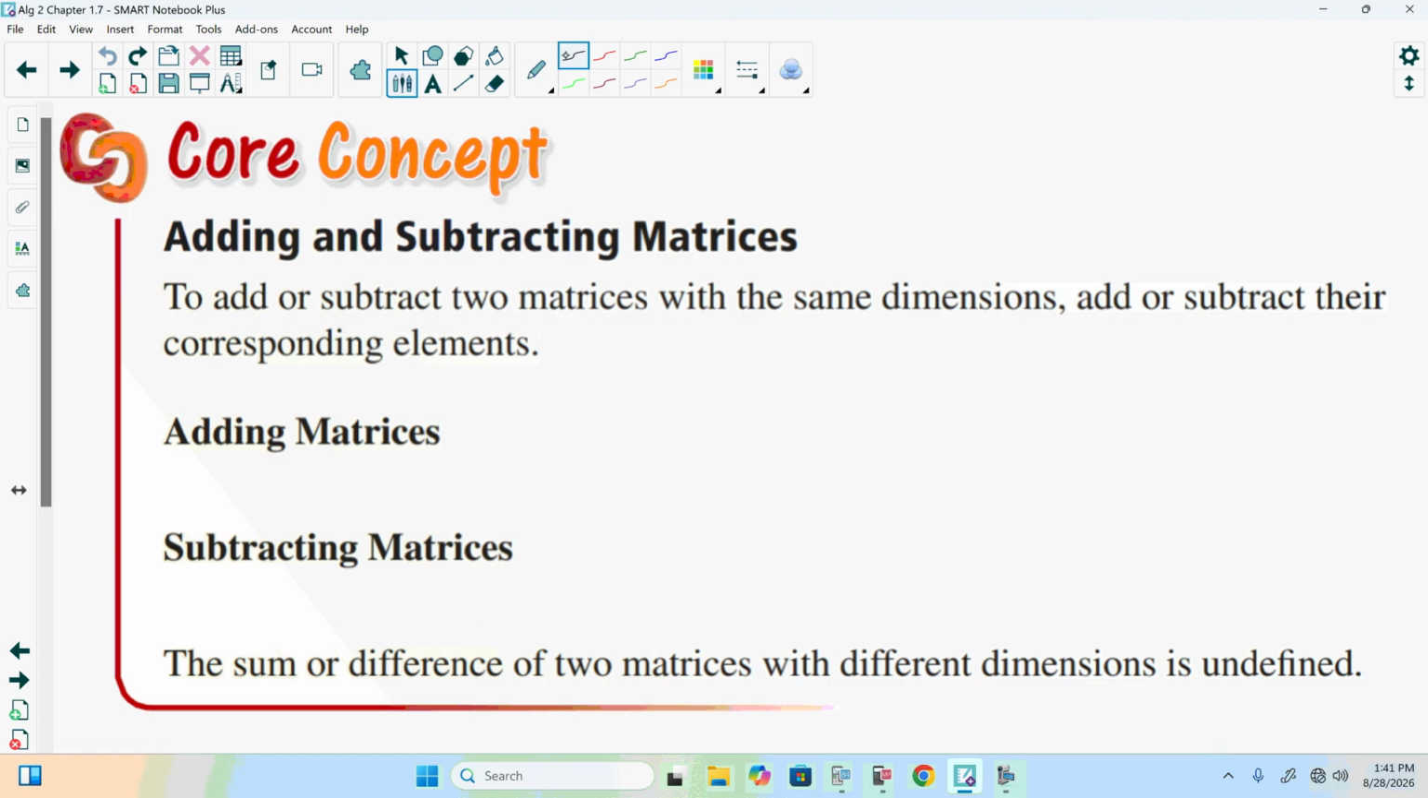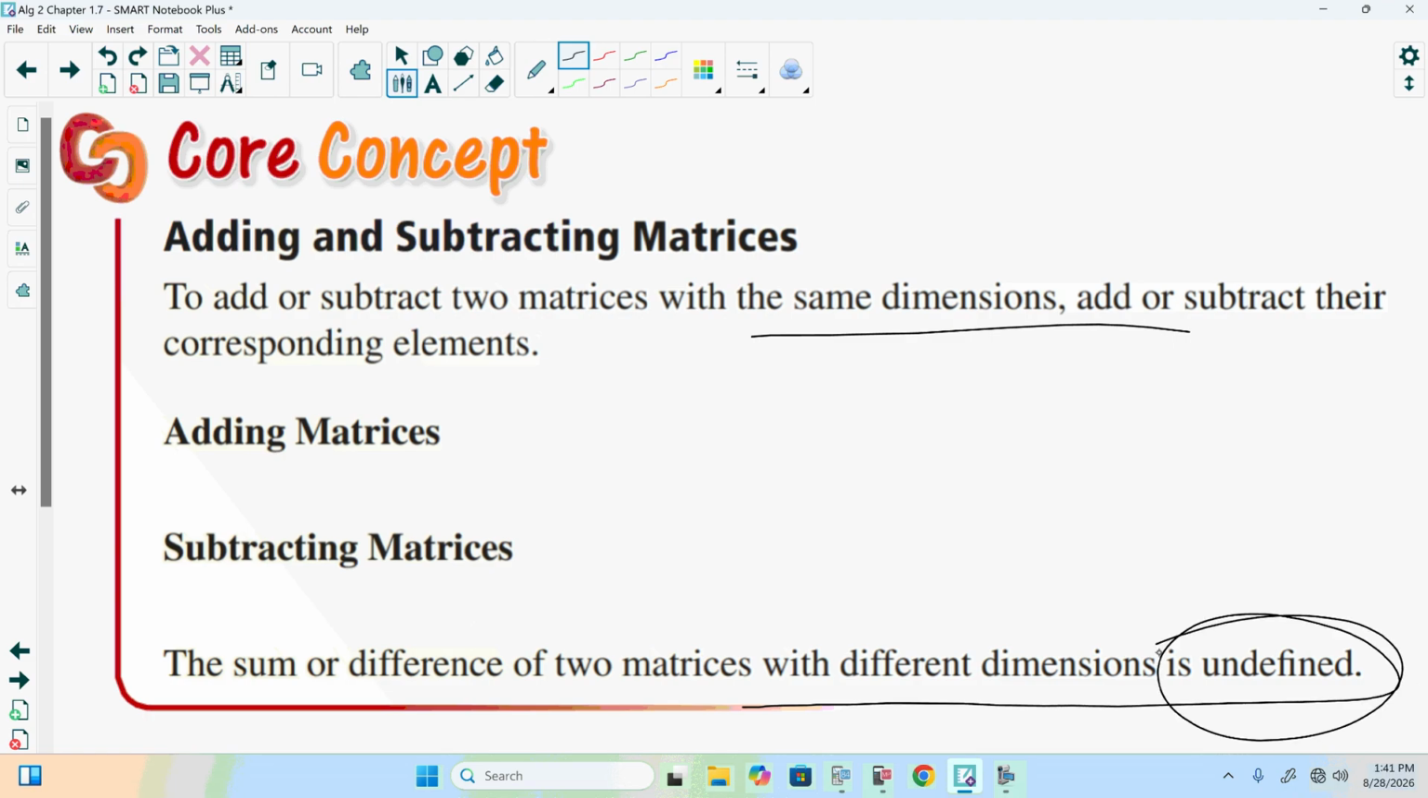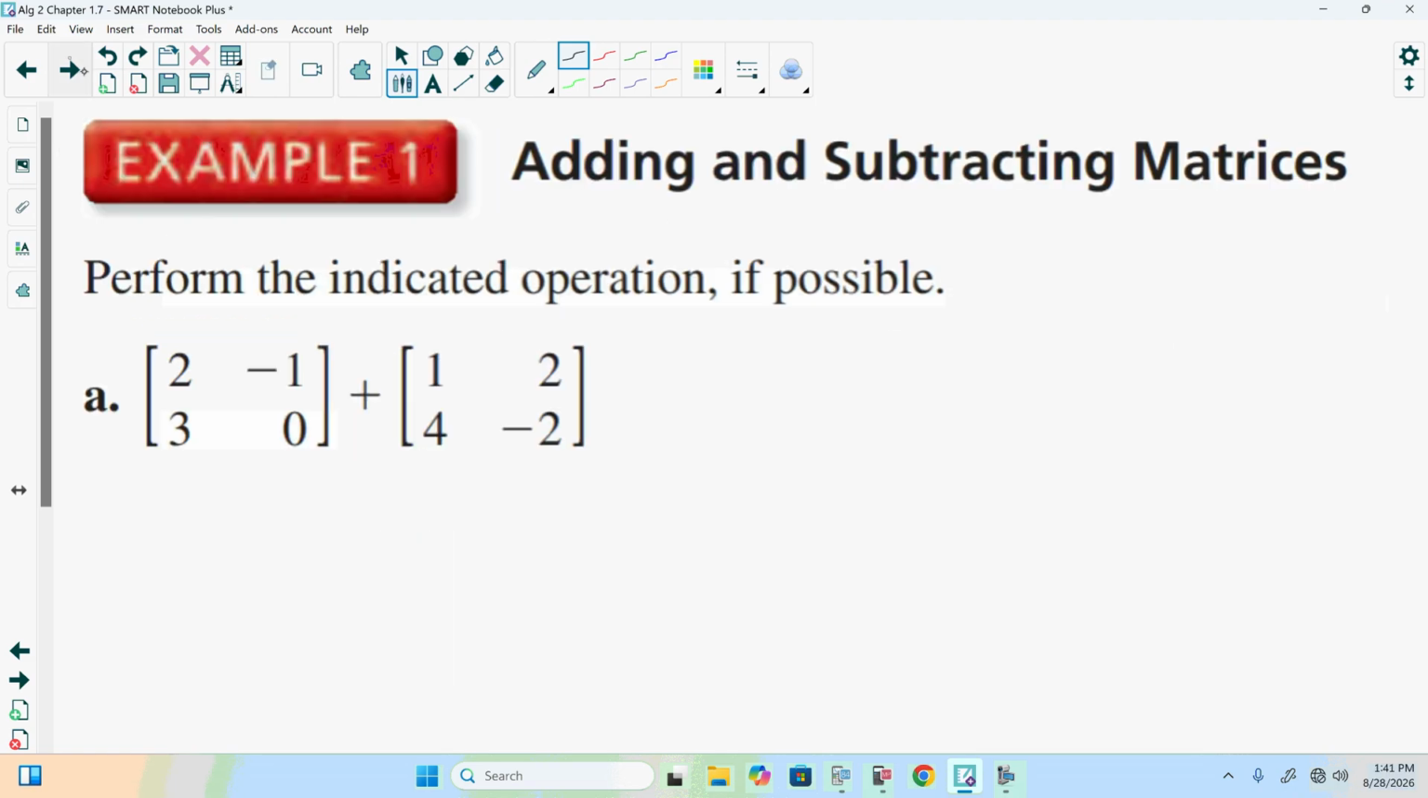All right, guys, so what we're doing today, are you ready for it? Yeah. Adding and subtracting matrices. To be able to add or subtract 2 matrices, the dimensions have to be the same. If the dimensions are the same, we add or subtract the corresponding elements. The sum or difference of 2 matrices with different dimensions is undefined. It's not possible. Let's see how this works.